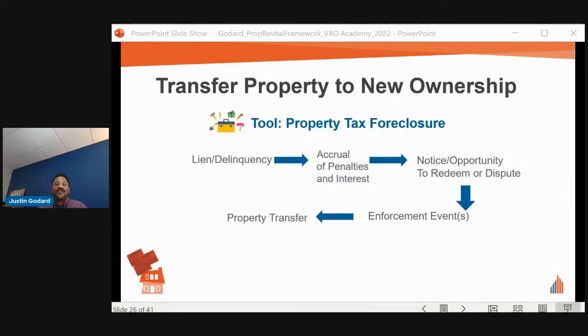One tool is property tax foreclosure. When property taxes are not paid, a lien can be placed on the property for the unpaid taxes. For those unwilling to comply with the property tax obligations, enforcement efforts can be made by way of foreclosure, and the property can then be transferred to a new owner. As part of this process, there should exist opportunities for owner redemption and other payment arrangements.